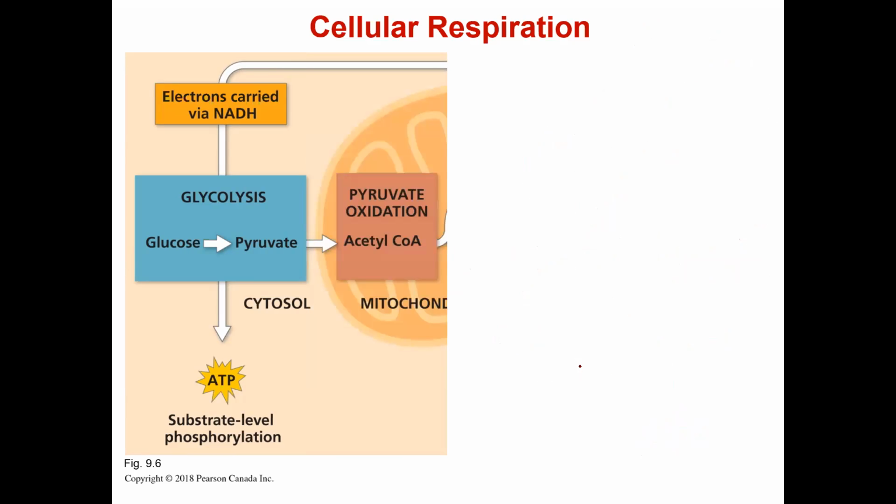So the next step is pyruvate oxidation. So in this case, we're going to take our pyruvate, so hopefully that's obvious that this includes pyruvate. Okay, this is a 3-carbon compound, and we're going to make acetyl-CoA.